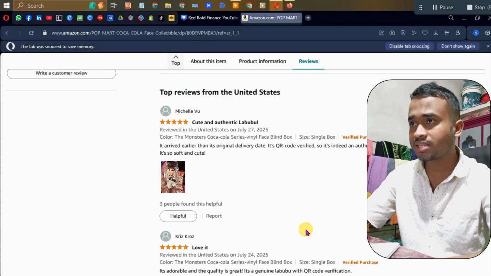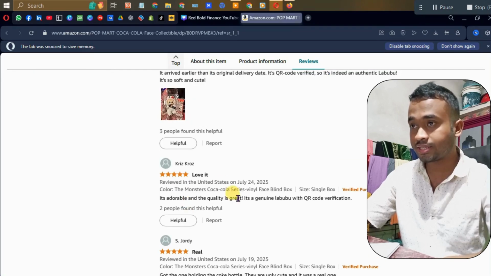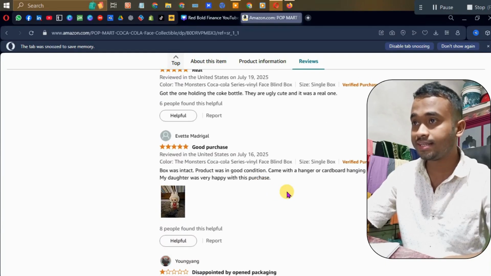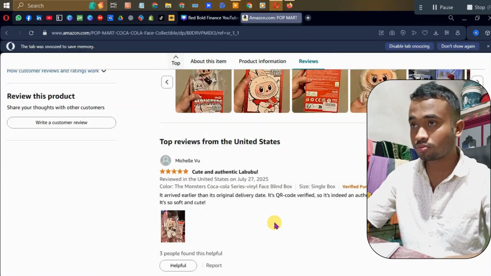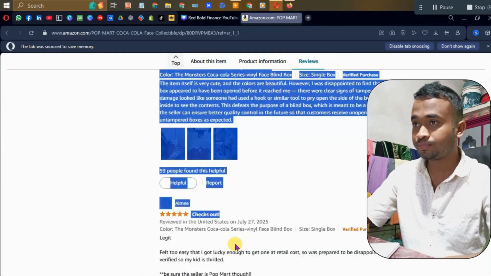The customer says: cute and authentic Labubu, it arrives earlier than the original delivery date, it's QR code verified. Yeah, that's good. Another customer says: love it, it's affordable and the quality is great, it's a genuine Labubu with QR code verification. Got the one holding the Coke bottle, yeah, these are ugly cute. Box was intact, product was in good condition. So we will copy all these reviews, I mean 5 to 10 reviews, just copy, no problem.